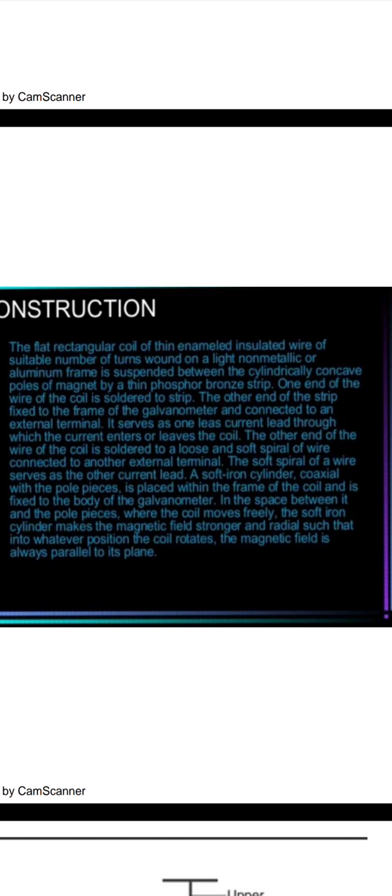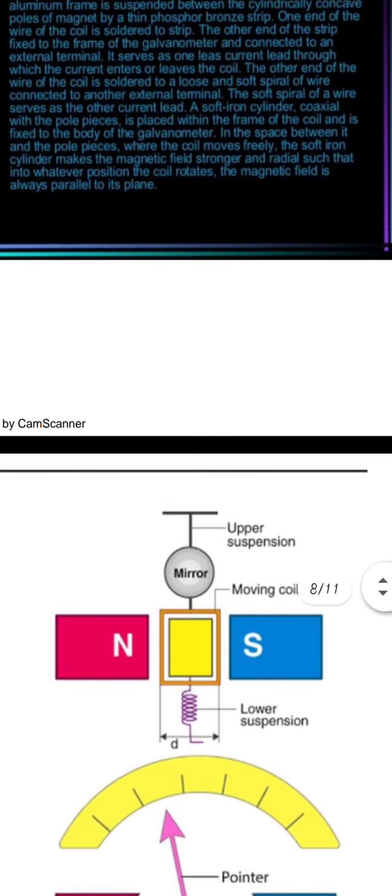This is all the construction inside the galvanometer device, and the current will be allowed to flow through this. The other end of the wire of the coil is loose, and the spiral of the wires is connected towards the external terminal. So the soft iron cylinder and the pieces of the magnet will allow the body to move. Here we can see the diagram, and we will better understand the construction.